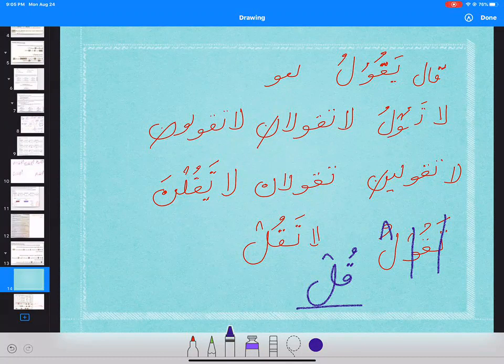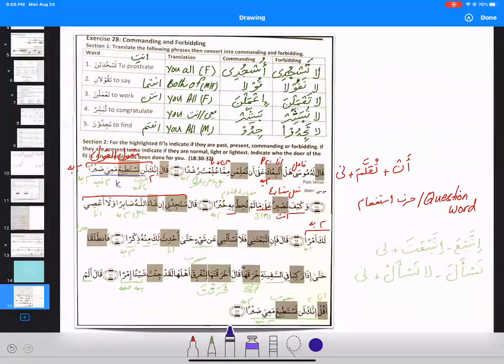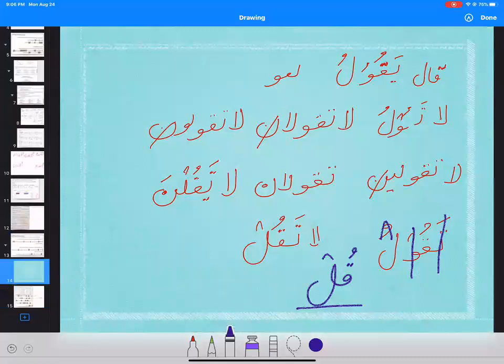So what was the word over here? Qulu. So qulu, this one over here. So the ta is dropped. And now what do we have? Qulu. So this is our antuma.